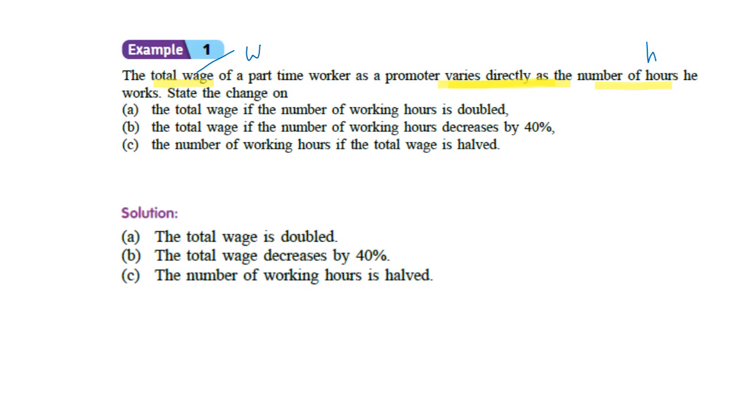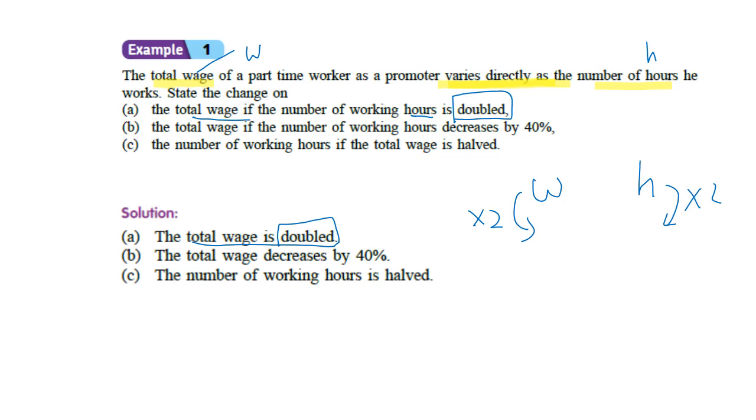State the change on the total wage. That means, what is the wage if the number of working hours is doubled? When the hours double, your total wage also will double. So the total wage is also doubled if the hours double. You see, that is direct variation.